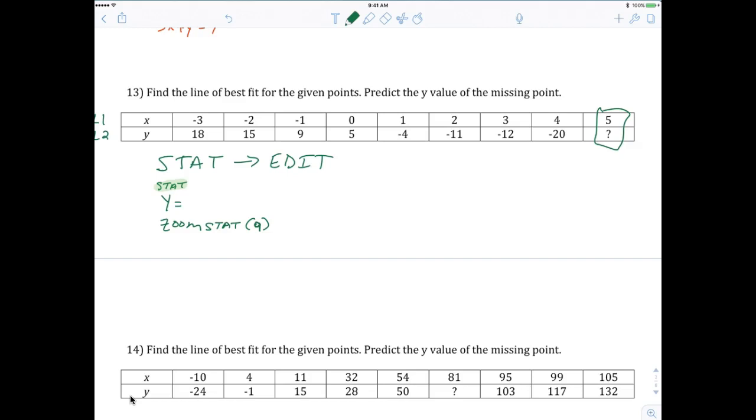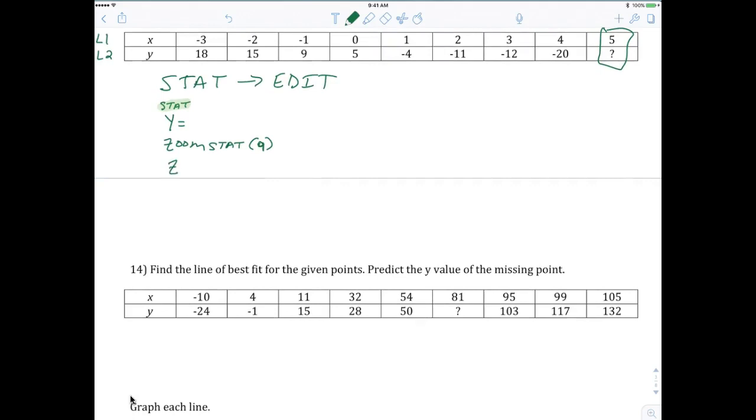All right. Now we want to calculate, right? So now, after we do that, go to stat, and then go over to calc, and then you go down to what? It's linear regression, right? Which is 4. All right? And then remember, you have to hit the enter button a couple times. Right? And then, what does it say?